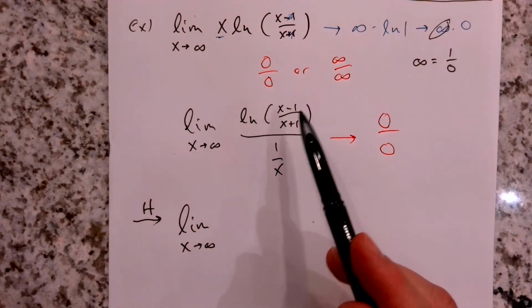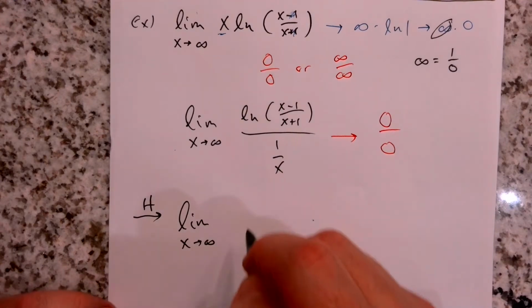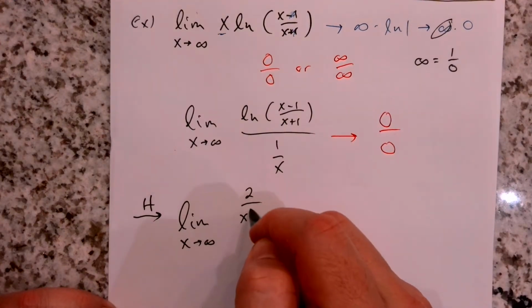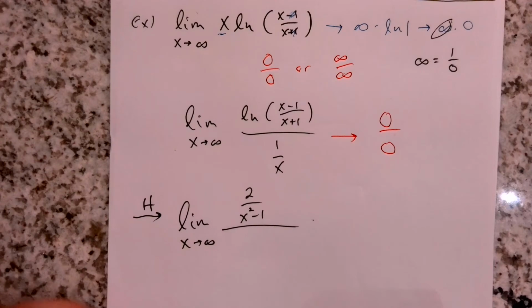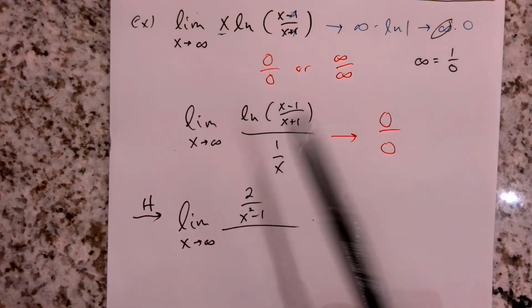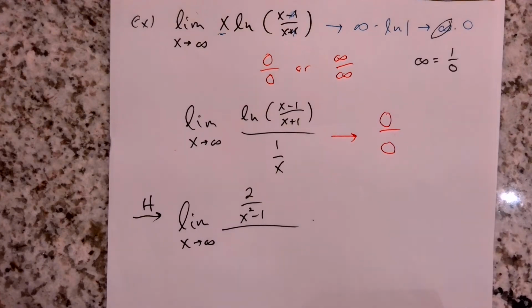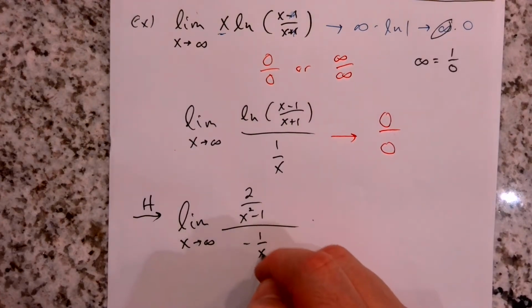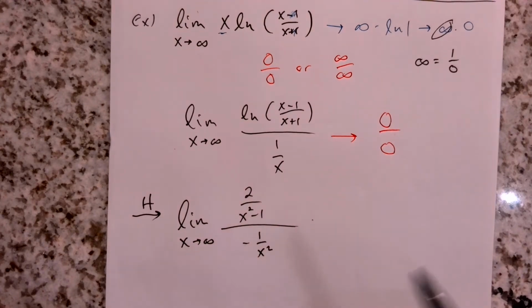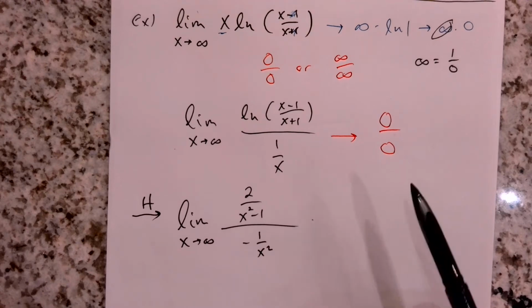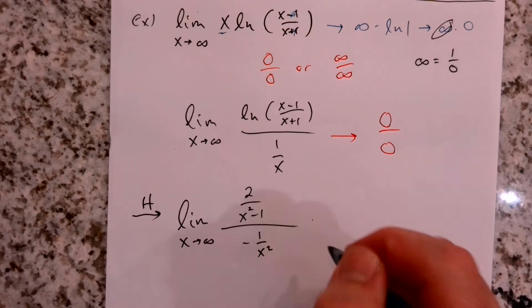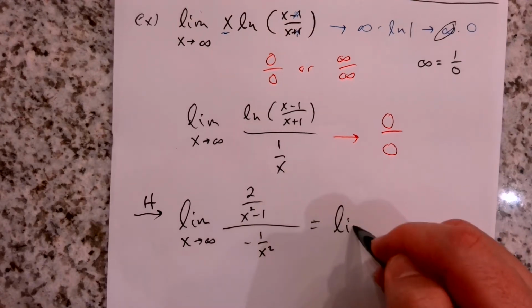The derivative of the top is a bit of a handful, so I'll just skip the algebra. It gives you 2 over x squared minus 1. If you would like, you can do the work out yourself. It helps to split them up into two pieces, differentiate, and then combine the two fractions afterwards. And 1 over x differentiates to negative 1 over x squared. Now, if we plugged in infinity at this step, it would still give us 0 over 0. But there is algebra to be done here. So we do some algebra to it.